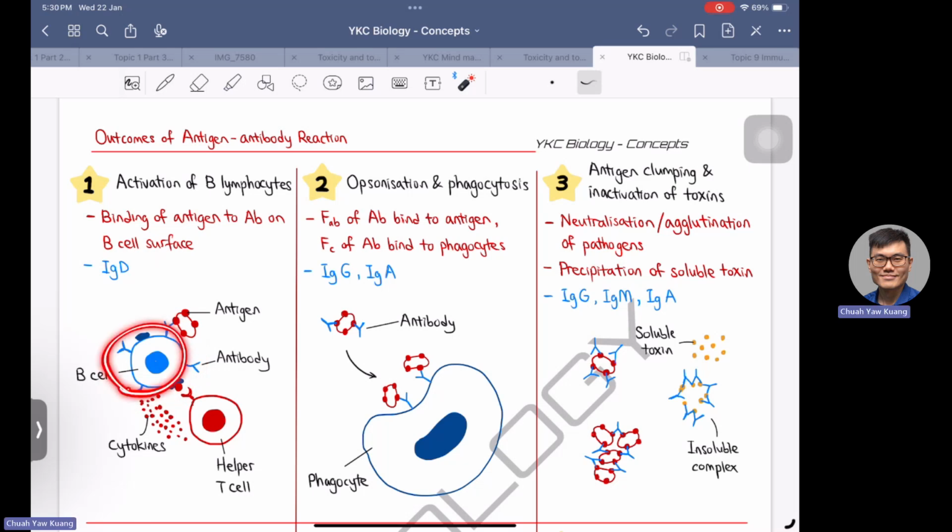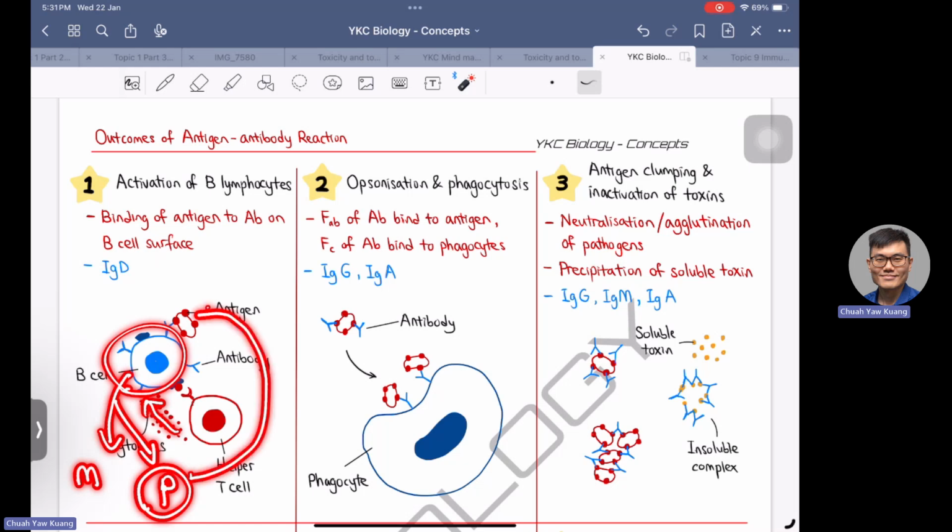When the activated B cell is exposed to the cytokine, then the B cell will undergo clonal selection to produce the memory B cell and also the effector cell called plasma cell. Then later on, this plasma cell will release the antibody to attack or eliminate this antigen.